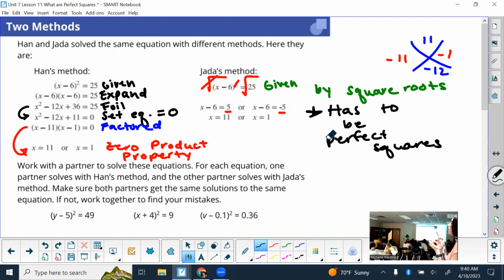Okay, because on lesson 12, we're going to see, what if we do have it equal to a non-perfect square? We will show you how to make it a perfect square. That's what we call completing the square. So I'm going to end this video so that I can have a fresh one.